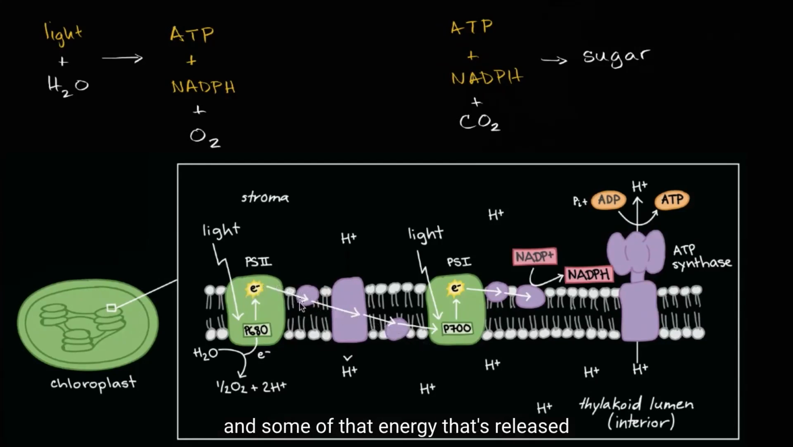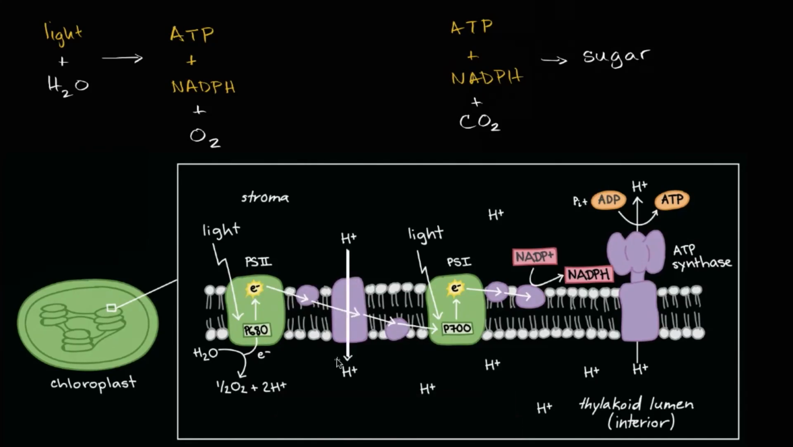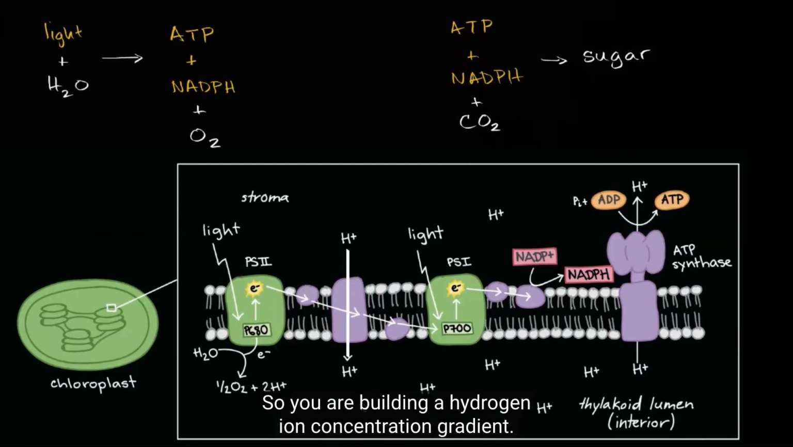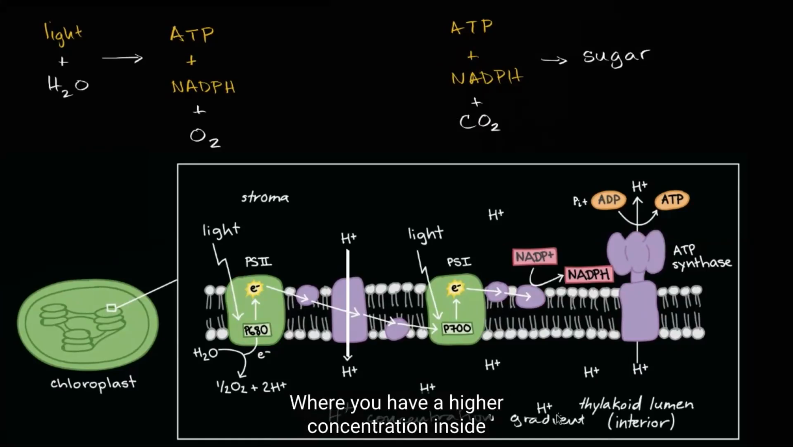And some of that energy that's released as the electron goes from a high energy state to a lower energy state is used to pump hydrogen ions across the membrane, from the outside of the membrane in the stroma to the inside of the membrane, to within the thylakoid lumen. So you're building a hydrogen ion concentration gradient, where you have a higher concentration inside than you have outside.